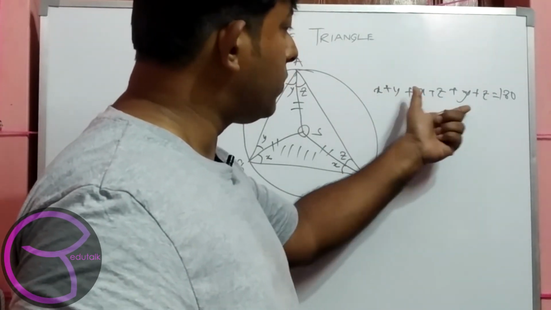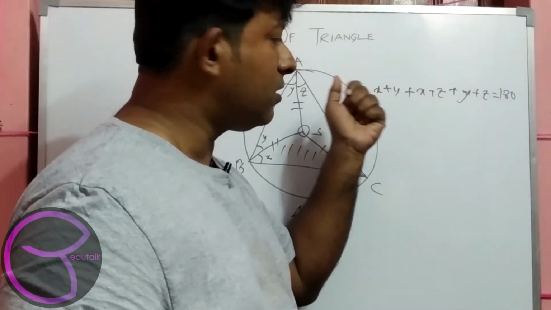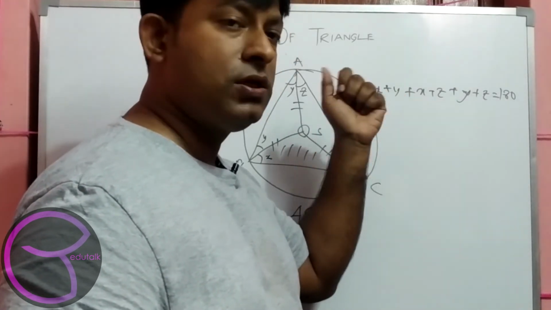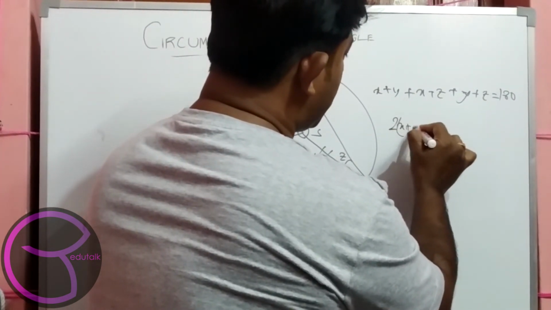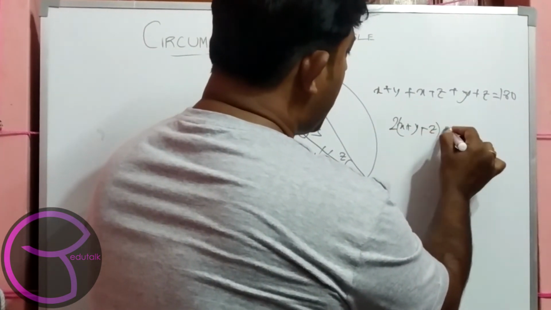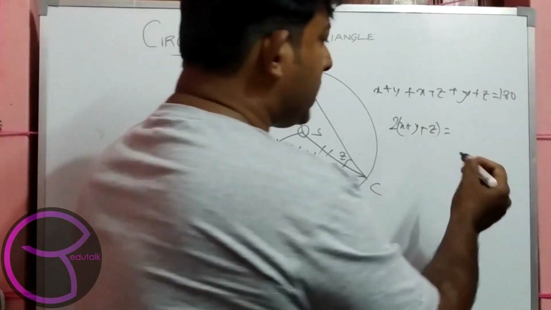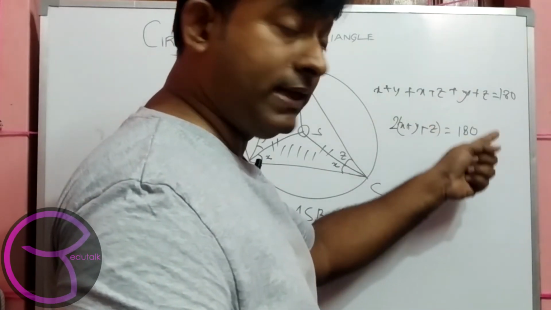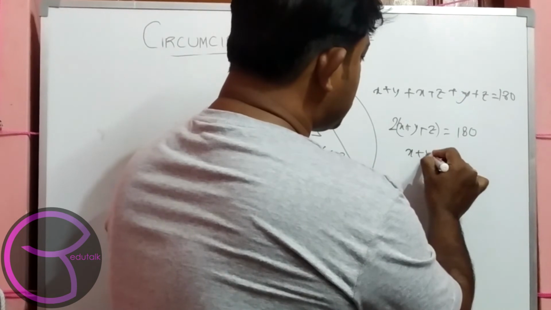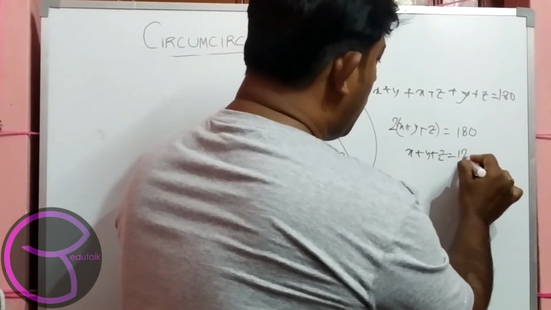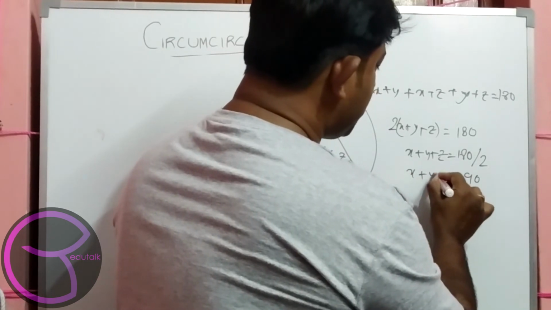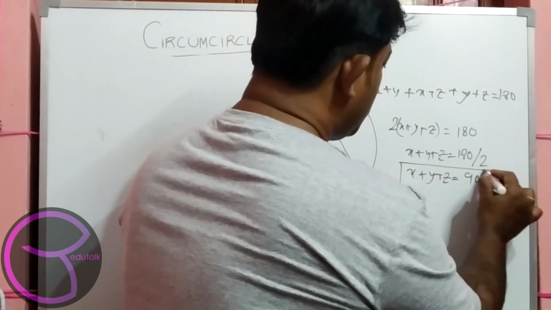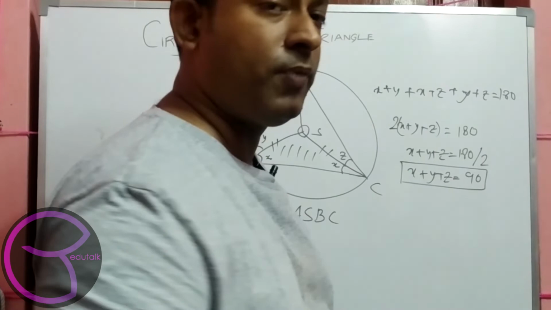Now the equation has everything double: 2x, 2y, 2z, which is 2x plus 2y plus 2z. I have taken 2 as common. Taking 2 to the other side, we are getting x plus y plus z equal to 180 divided by 2, which is equal to 90. This is the special equation formed by the circumcircle property.